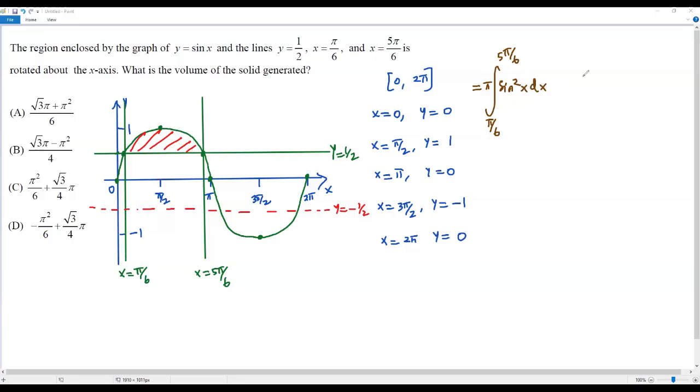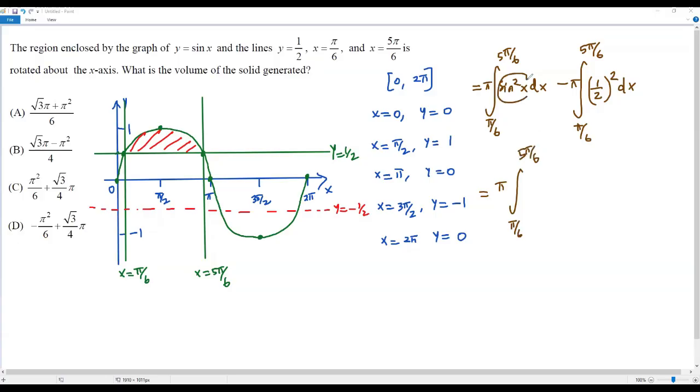From this volume, I have to subtract the volume of the solid generated by the region covered by the horizontal line y equals 1 over 2 and the x-axis when it is rotated. So here also the same formula, pi, and the limits of x are the same, that is pi over 6 to 5 pi over 6. This time also we use the same formula, pi times integral y square dx. For this y, we have 1 over 2 the whole square dx. Okay, now we have pi times integral pi over 6 to 5 pi over 6.